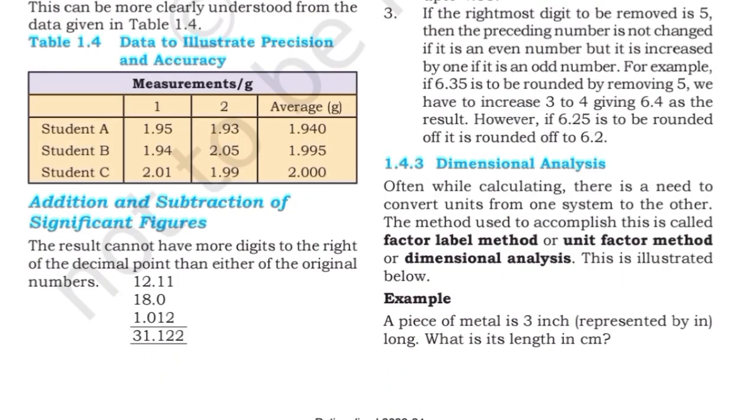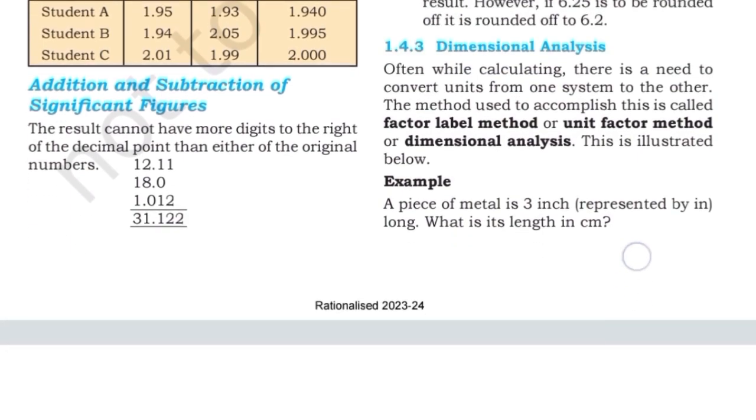Dimensional analysis. Often while calculating, there is a need to convert units from one system to the other. The method used to accomplish this is called the factor label method or unit factor method or dimensional analysis. This is illustrated below. Example: a piece of metal is 3 inch, represented by in, long. What is its length in centimeter?